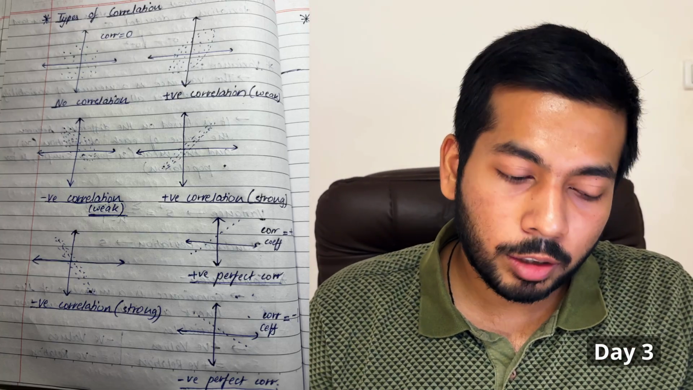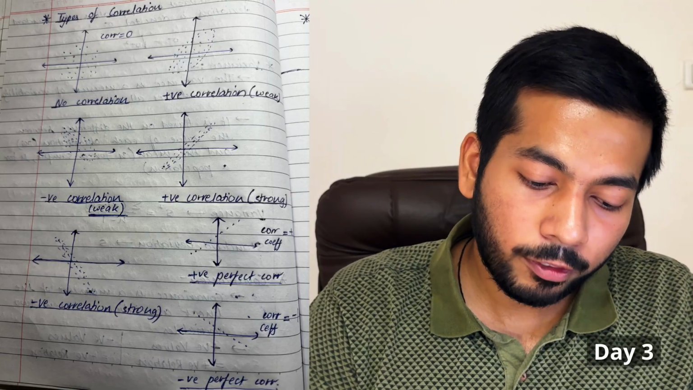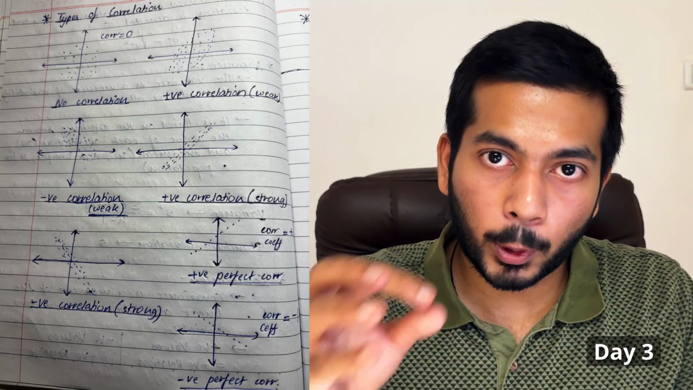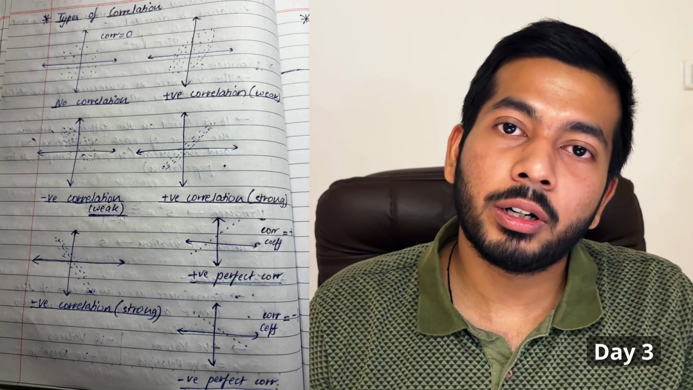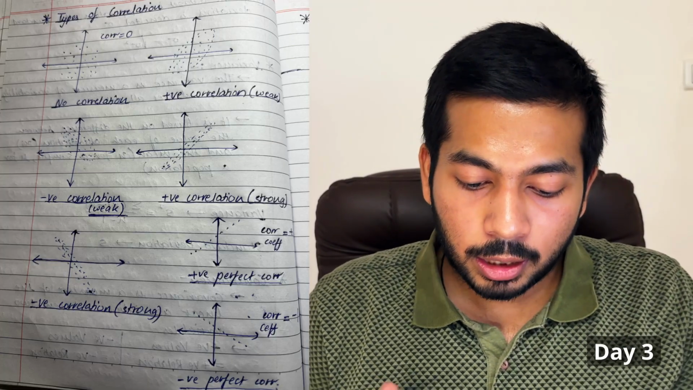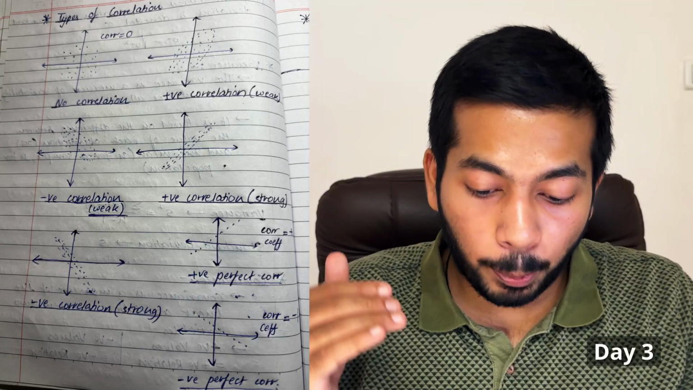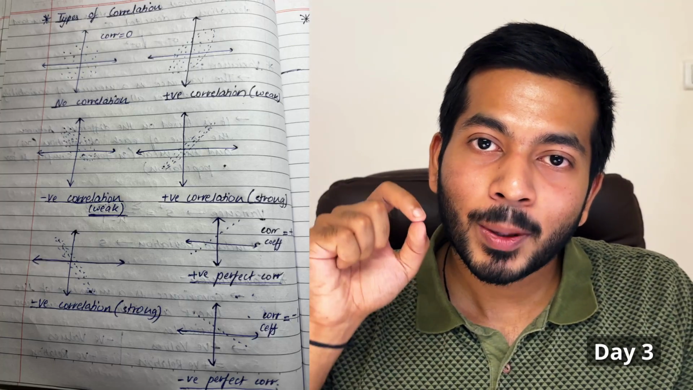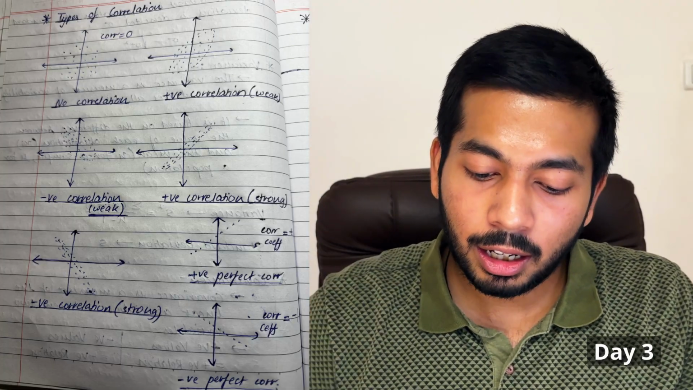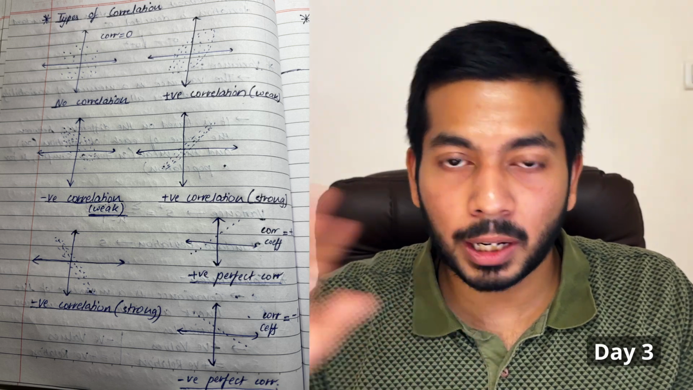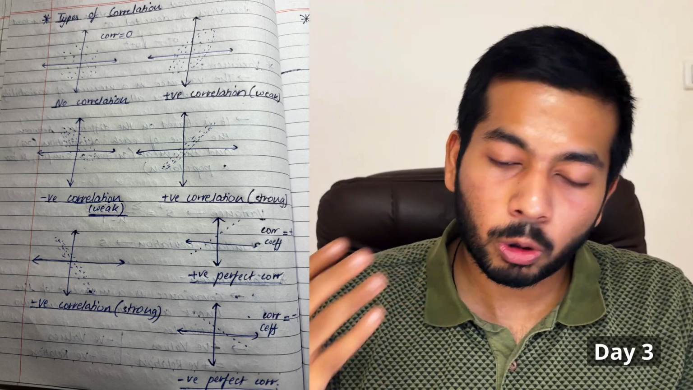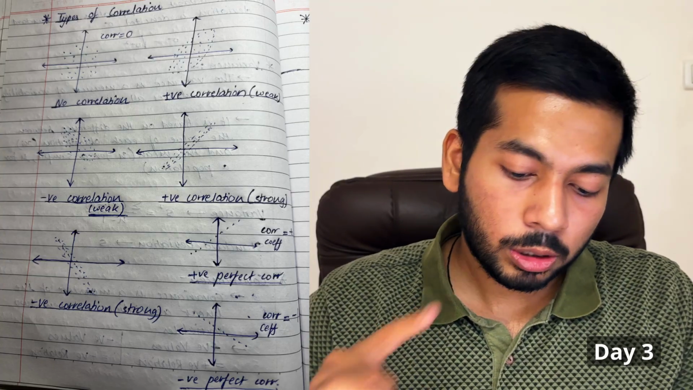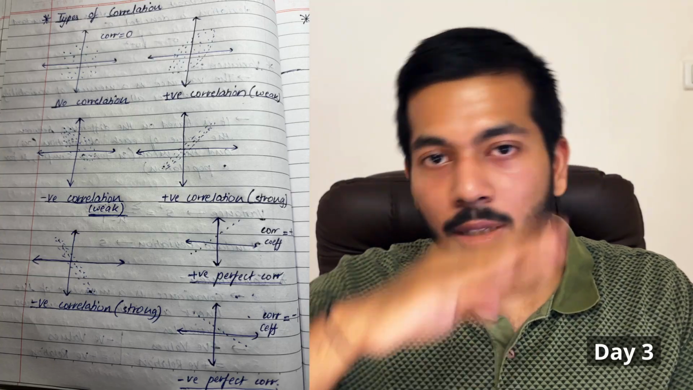You can see the vice versa of it over here as well. There's a negative correlation which is weak, where the points are more scattered, and a negative correlation which is strong, where the points are less scattered, more cohesive in nature. Then there's positive perfect correlation, where all the points are in a single line, and the correlation coefficient is +1. The other case is negative perfect correlation, where the correlation coefficient is -1, so all the dots are in a perfect line, but in a negative sense.